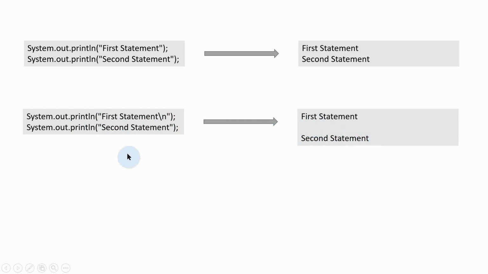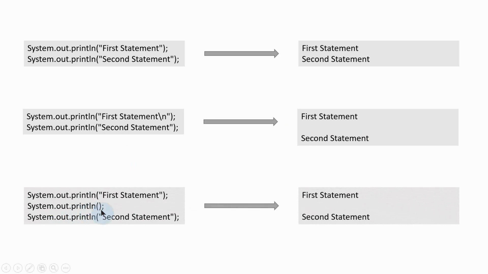We can achieve the same thing by using a println method without passing any parameter to it. See, the first println statement prints the first statement on the first line, and the cursor automatically moves to the next line. Then the next line has an empty println method, which appends only a new line character, and again the cursor moves to the next line where the second statement will be displayed. Like that, you can add one more empty line with the help of a println method without any parameters.